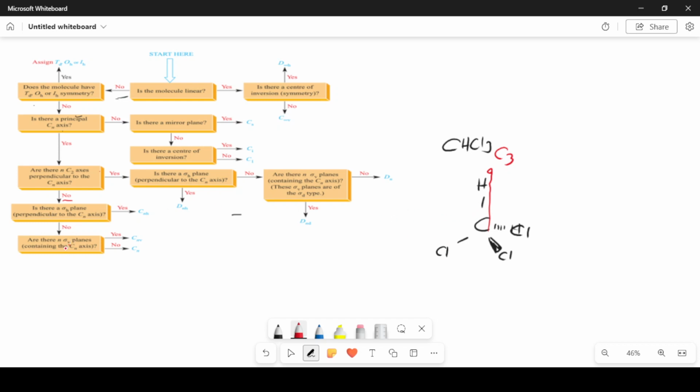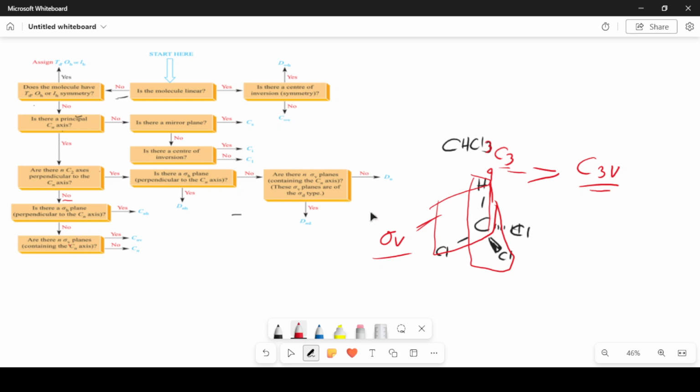Are there sigma V planes on the CN axis? Yes. Ito. Ayan. Di ba? Itong molecule na yan. And then, ito. There are actually 3. So, it contains the C3. So, pagsamahin natin C3 and sigma V, that is C3V point group for the CHCl3. Ayun, that is for this number.